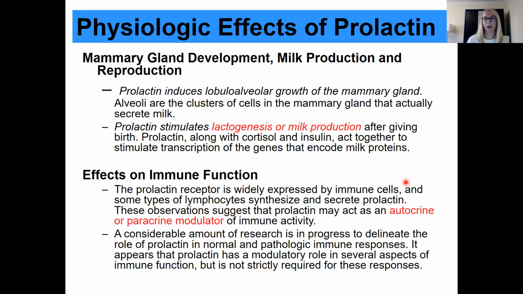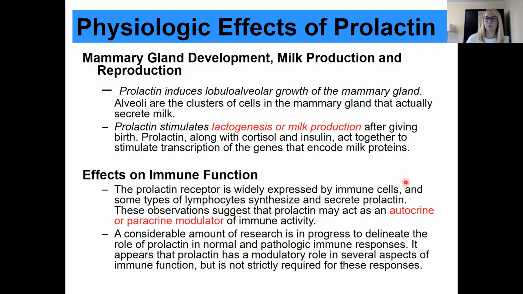So, mammary gland development function. Prolactin induces lobulo-alveolar growth of the mammary gland. Alveoli are the clusters of cells in the mammary gland that actually secrete milk. And prolactin stimulates lactogenesis, which is milk production, after giving birth. Prolactin, along with cortisol and insulin, acts together to stimulate transcription of genes that encode milk production.